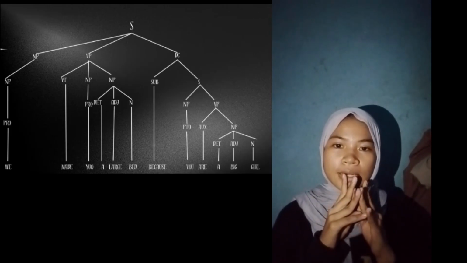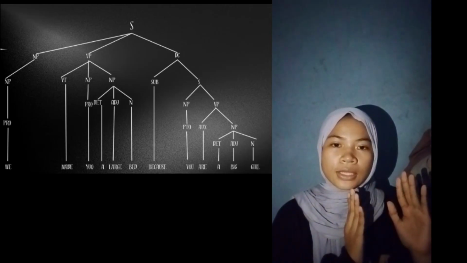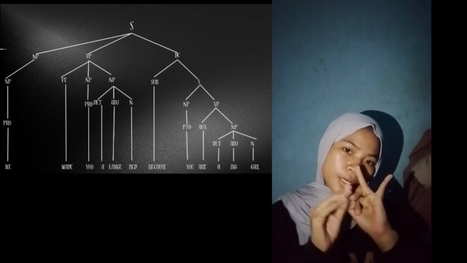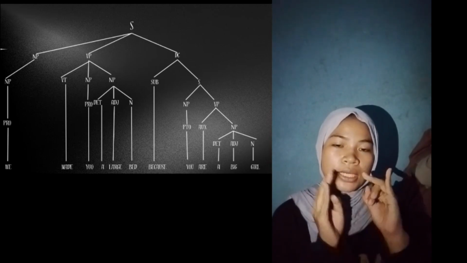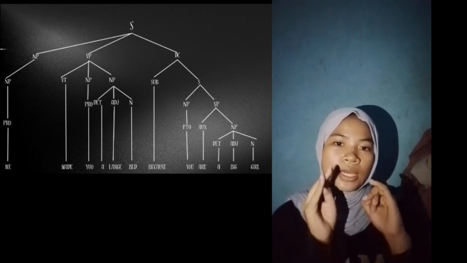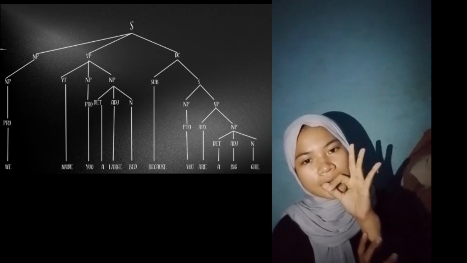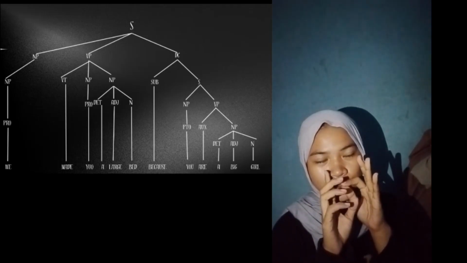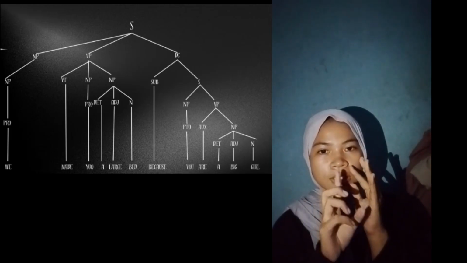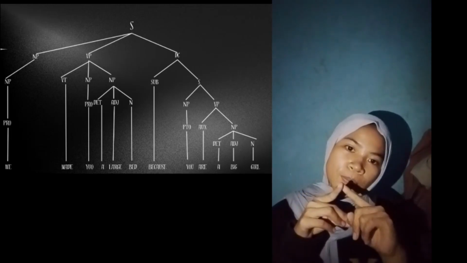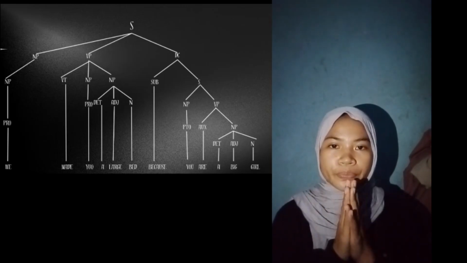Sedangkan NP yang satu lagi terbagi jadi 3, yang dimana determinant, adjective, dan noun. Adjective itu turun allergy, dan noun itu turun bad. Terus DC itu terbagi jadi 2, yang mana itu subordinator dan sentence. Subordinator itu turun because, dan sentence itu juga terbagi jadi 2, yang mana itu NP, VP. NP itu hanya turun 1, pronoun you.